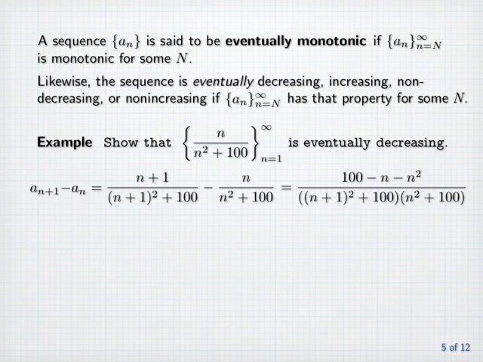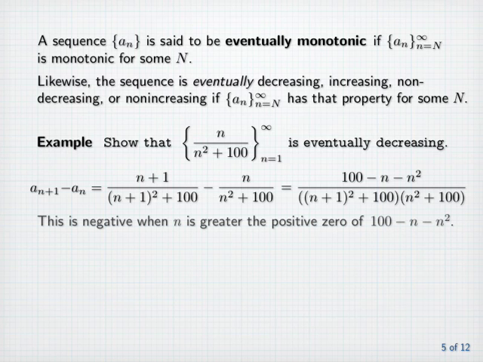Since the denominator here is always positive, and since the numerator is a quadratic expression in n with a negative leading coefficient, we can conclude that a sub n plus 1 minus a sub n is negative when n is greater than the positive 0 of 100 minus n squared, which turns out to be about 9.5. Consequently, a sub n plus 1 is less than a sub n when n is greater than or equal to 10. Thus, the sequence is eventually decreasing.